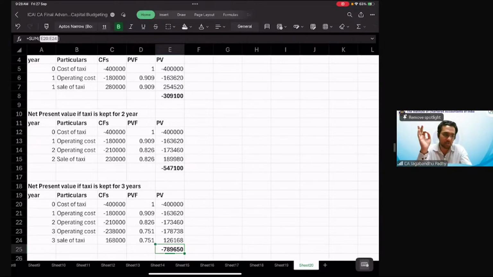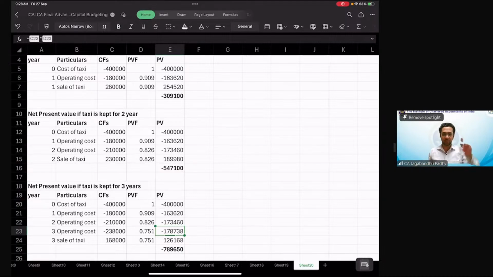Right? The reason why we can't use this NPV for decision making is each of these NPVs are for different years. They are for different periods. Right? This is NPV for only 1 year. This is NPV if the taxi is kept for 2 years, and this is for 3 years. So I cannot take all of them. I cannot compare these numbers and then say whether I should replace it or not.